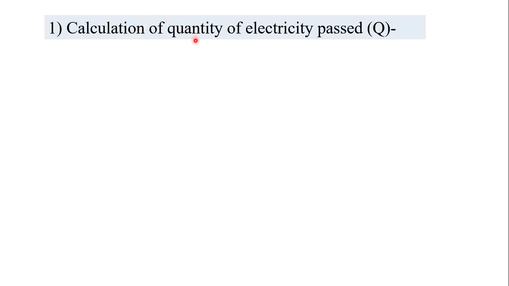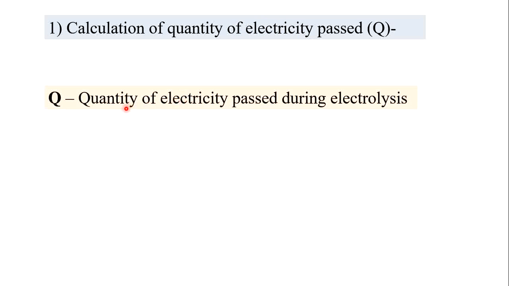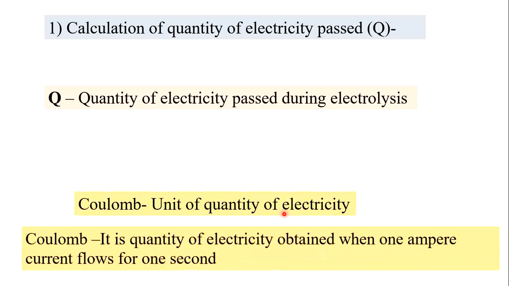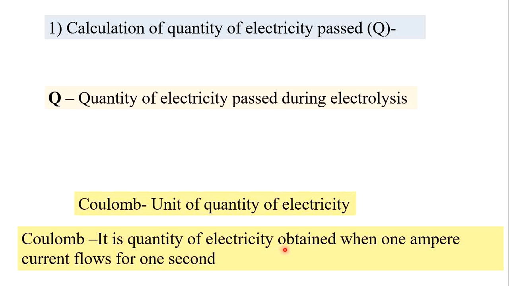The first step is the calculation of the quantity of electricity passed. Now, how to calculate the quantity of electricity passed through the cell? It is denoted by capital Q, meaning the quantity of electricity passed during the electrolysis, and it is expressed in the unit coulomb, capital C. And 1 coulomb means what? It is the quantity of electricity obtained when 1 ampere current flows for 1 second.